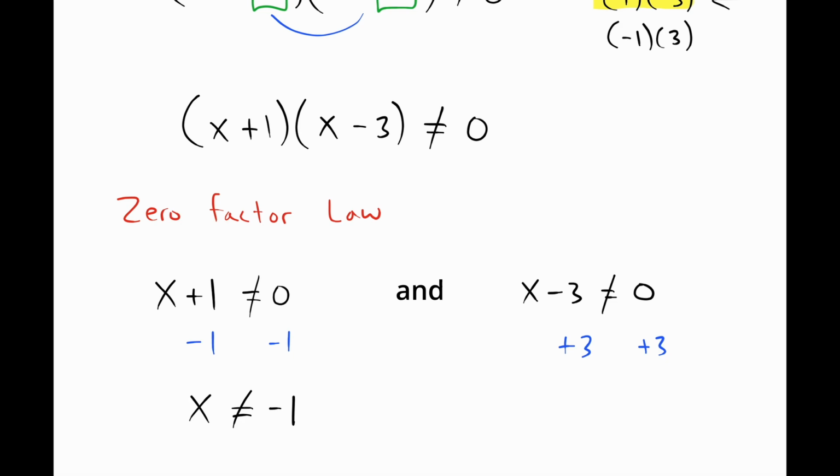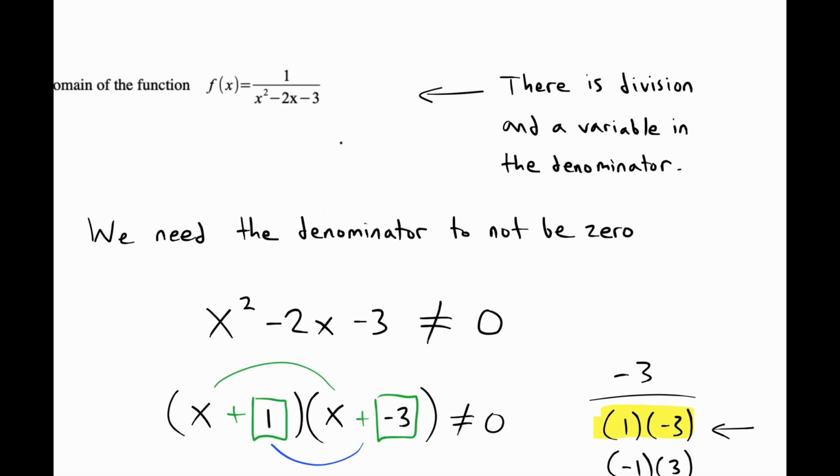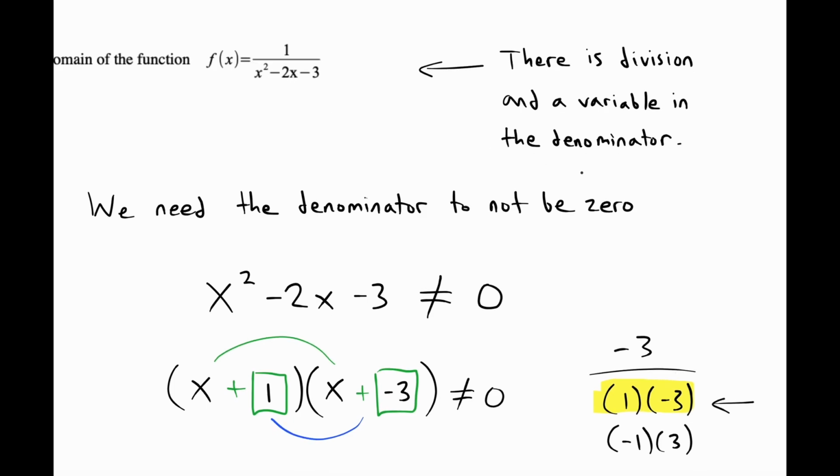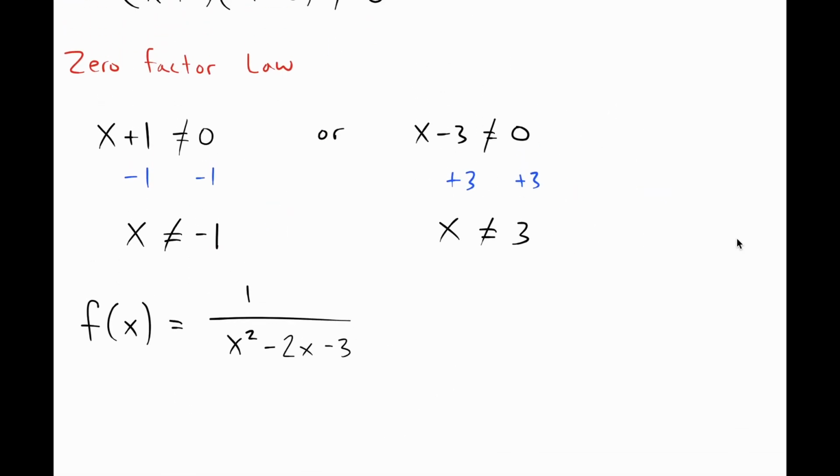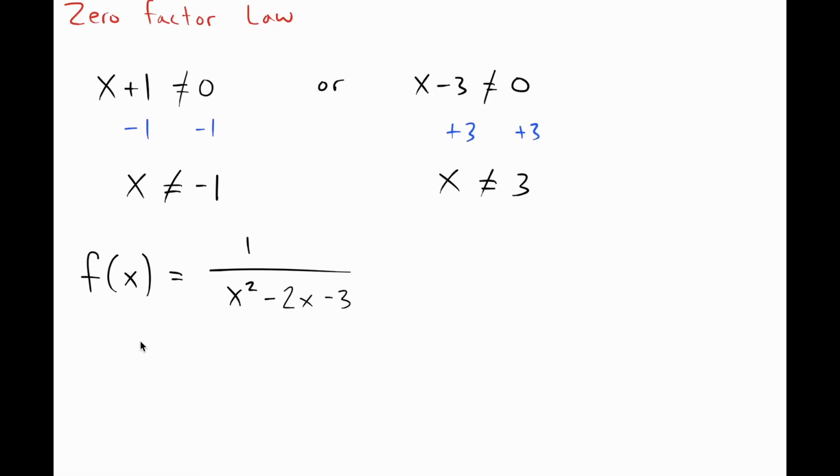Also, x cannot be 3. This is an algebra way of determining what elements are banned from being part of the domain. These two elements cannot be part of the domain of this function because they would cause division by 0. Let's see if that's true. Okay, so this was our function. I'm going to now plug in f of negative 1 to prove that negative 1 cannot be part of the domain.